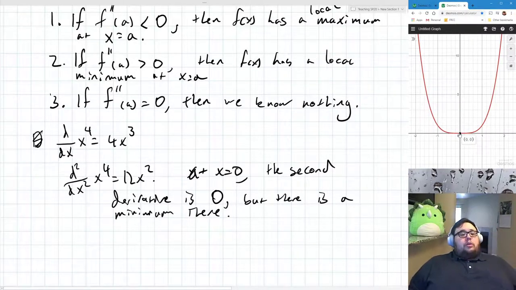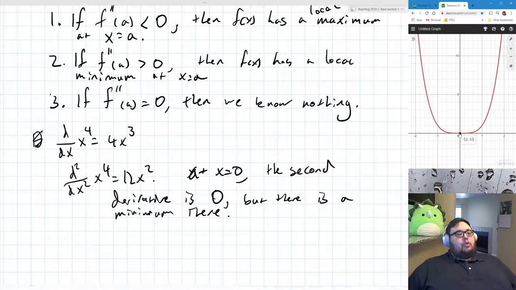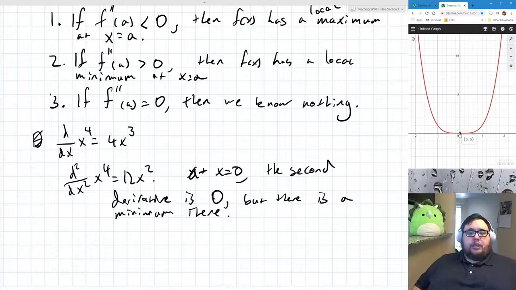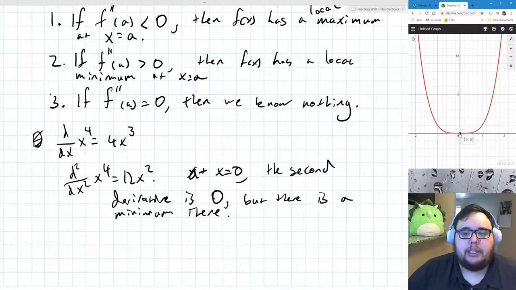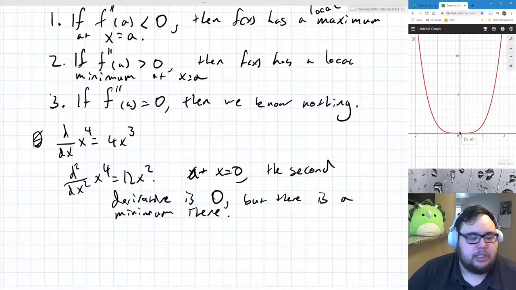So in general, we don't know anything about what that point is if we know that the second derivative is zero. It will usually end up being a neither, but usually isn't good enough. If you do the second derivative test and you get zero in the second derivative for the critical point you're testing, then you need to go back and do the first derivative test instead, because the second derivative test is inconclusive. Okay.